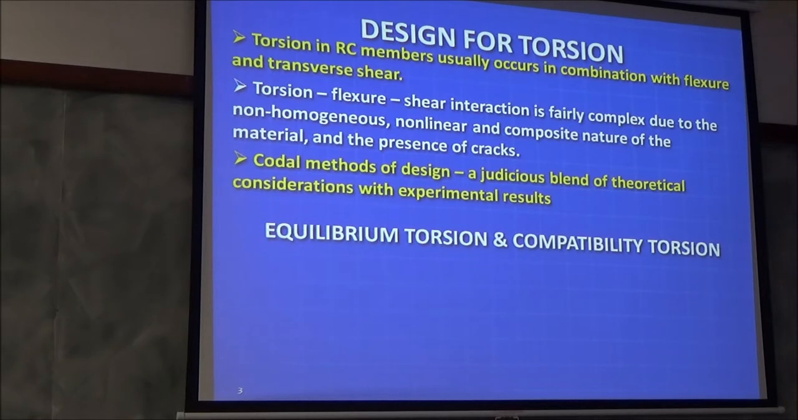How did these words come? Equilibrium torsion, compatibility. Equilibrium torsion should be there, otherwise the structure won't be stable. Equilibrium torsion should be always there in all structures? No, let me say it more correctly. Equilibrium always has to be satisfied. Don't add torsion. Equilibrium has to be satisfied. Compulsory. You have no choice. Compatibility? Need not be satisfied? I want to know what you are trying to say. No, it has to be satisfied. Now both have to be satisfied.